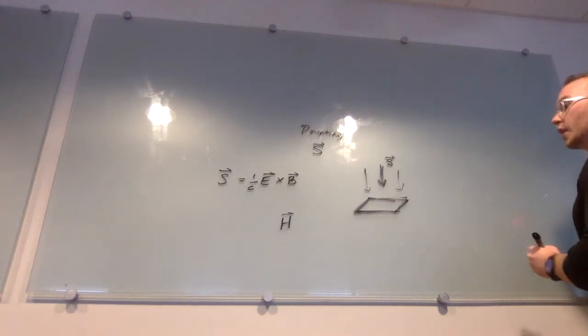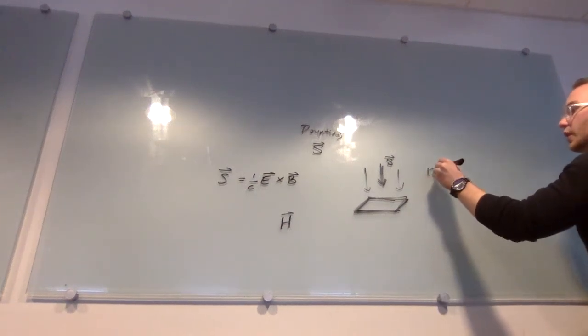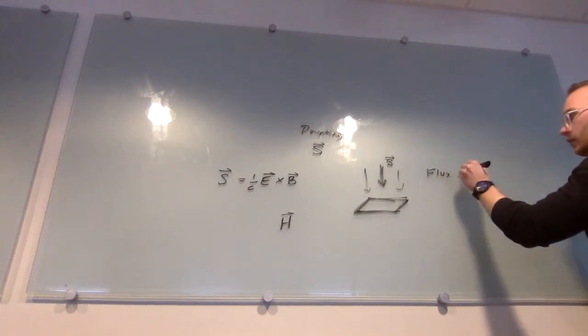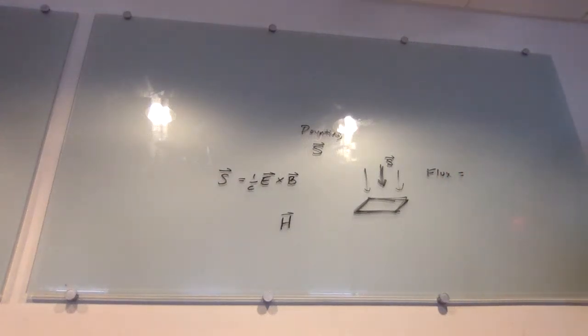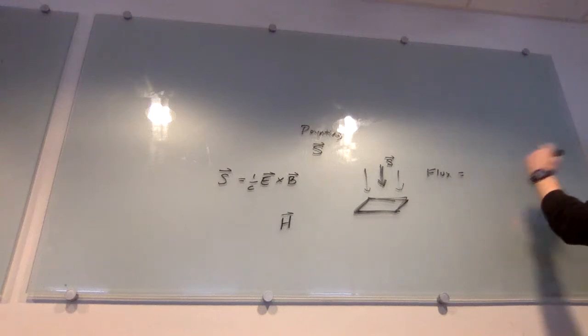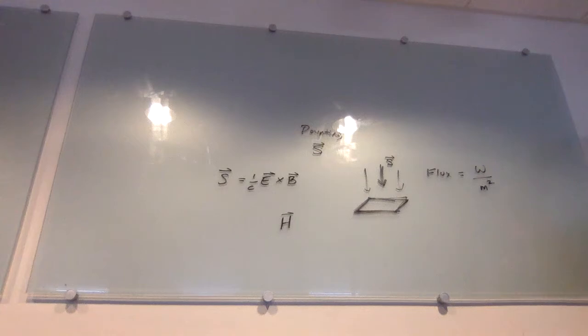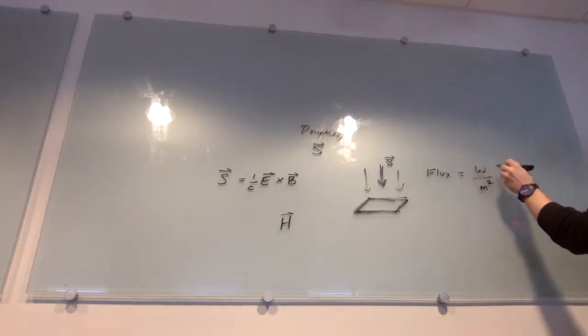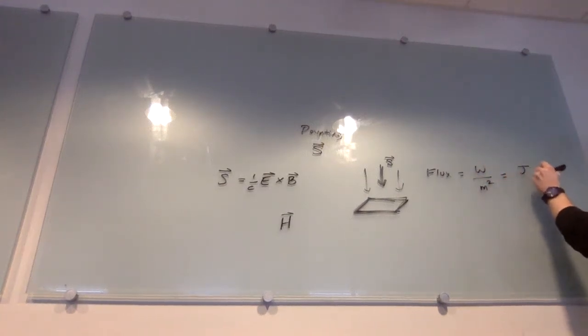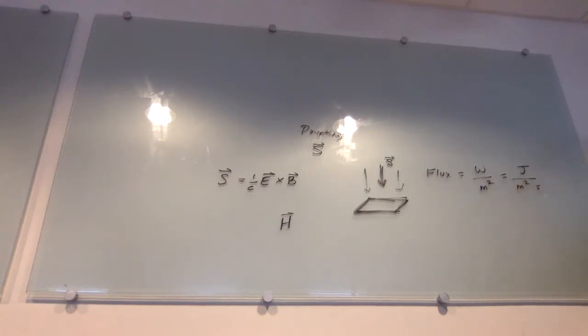But the flux, I'll call it flux. I believe it's actually called flux, which is in units of watts per meter squared. Watts is joules per second, so this is really joules per meter squared times seconds. Now this is where you're basically just using units. You can come up with equations, but the equations are essentially putting the units together.